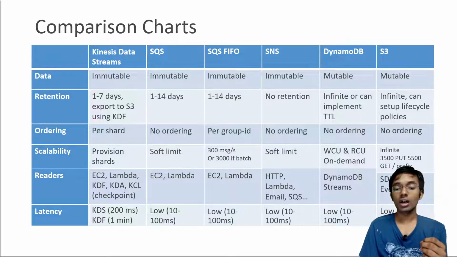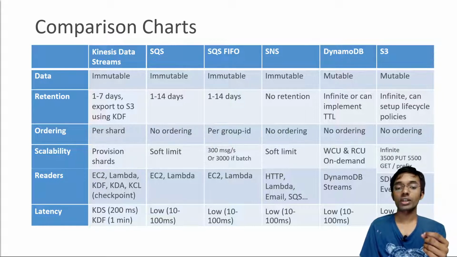Then we have SNS, which is also going to be immutable data. There's no data retention whatsoever, no ordering. This is also something that scales very well, so there's a soft limit, but you can always increase it. And in terms of what can consume from SNS, these are called the subscribers. So you can be an HTTP subscriber, a Lambda function, an email, or SQS queue, if we are using fan-out patterns, this kind of stuff.